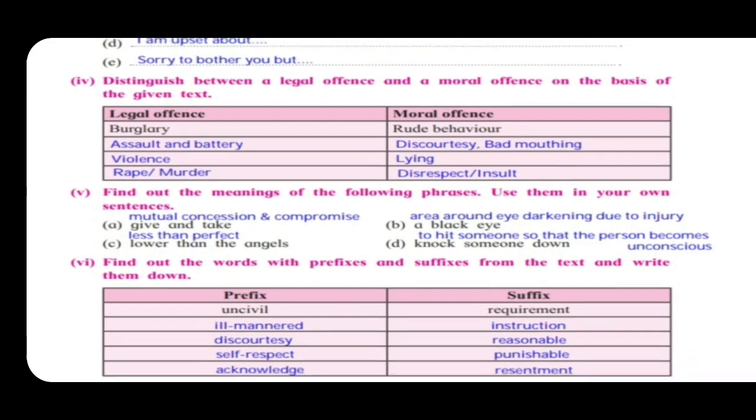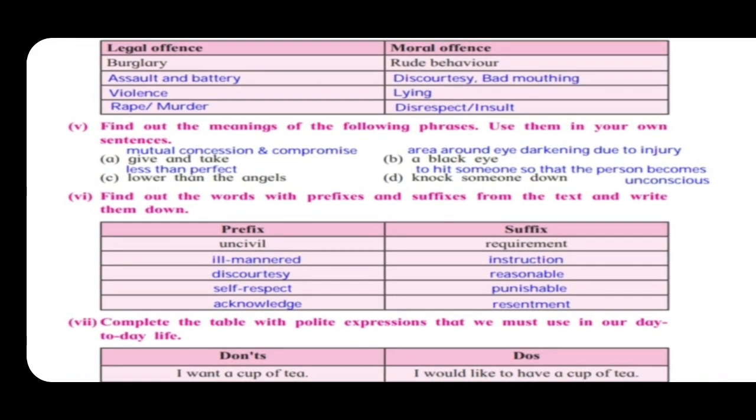Now you have to find out the words with prefix and suffix from the text and write them down. Prefix means before the word, suffix means after the word. For example, uncivil, un, this is the prefix. Then ill-mannered, ill, prefix, which you can place before the word. Suffix means you have to add on after the word. Discourtesy, prefix. Self-respect, acknowledge, these are the prefix words. Now suffix: requirement, right, ment is the suffix. Instruction, reasonable, punishable, resentment, so these are the suffix words.